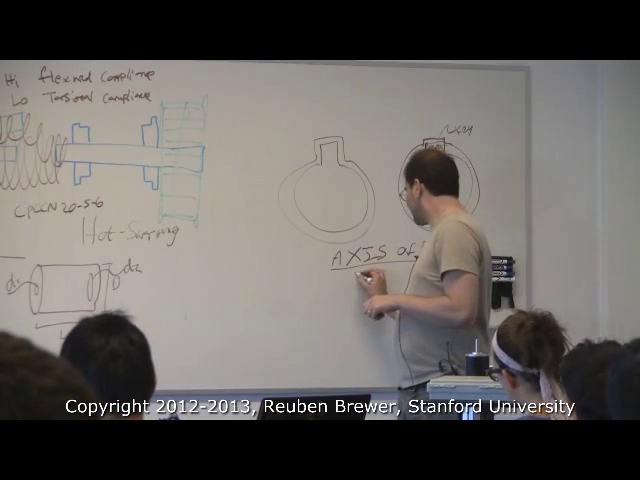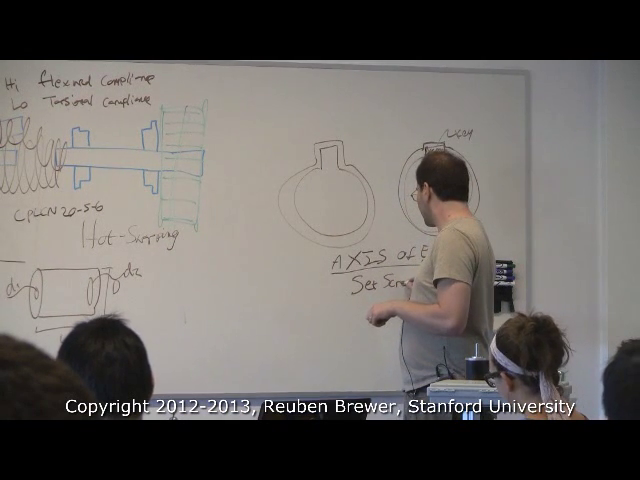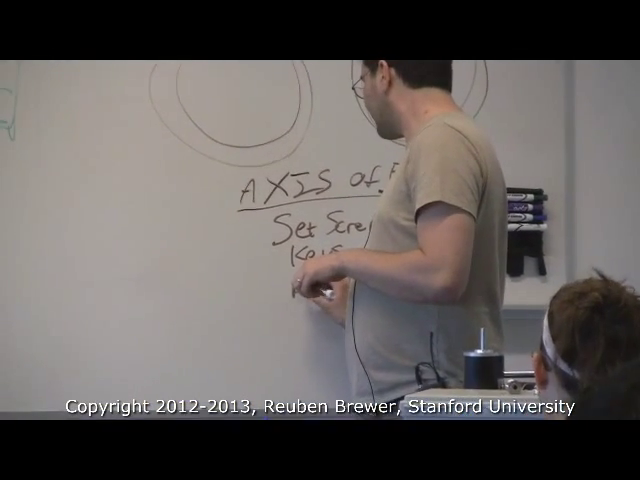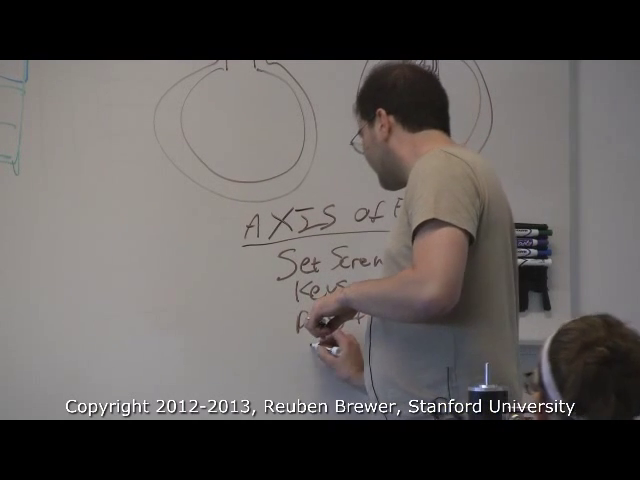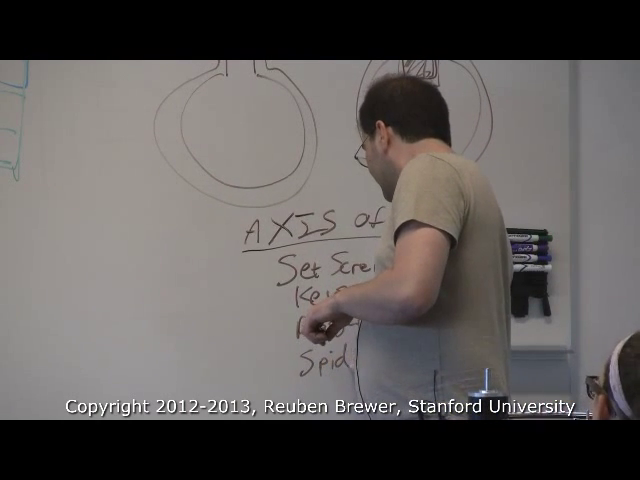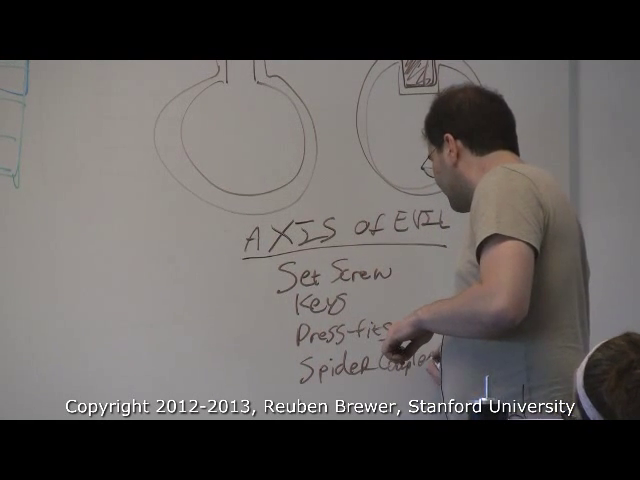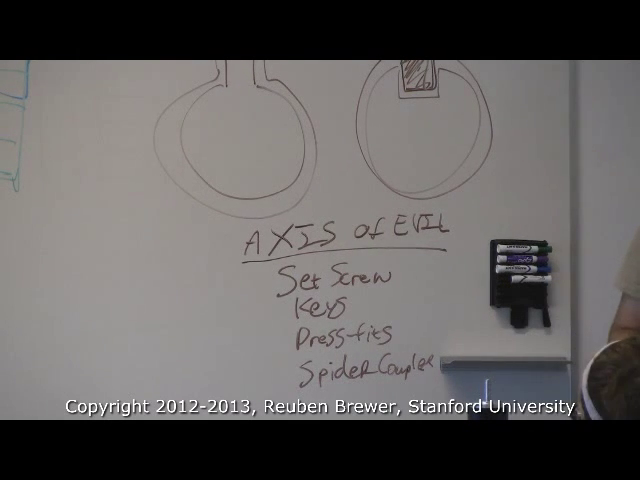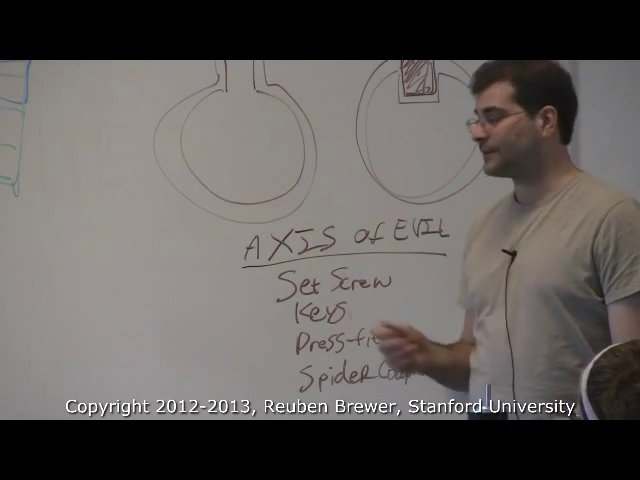Nuclear. I'll put set screw at number 1, followed by keys, followed by press fits, followed by spider couplers. Just don't do them. I've already done all the R&D for you in terms of years of annoying assemblies and maintenance. You don't need to reinvent the torture. These suck. Use clamps.